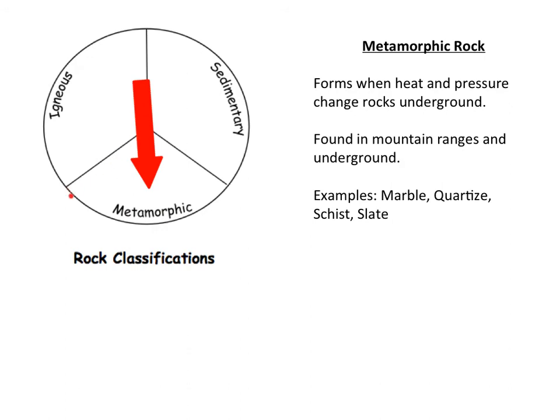One more time. Let's fill out that last section on metamorphic rock. Metamorphic rock forms when heat and pressure change rocks underground. You can find them in mountain ranges or underground. And some examples of metamorphic rock are marble, quartzite, schist, and slate. Pause the video and make sure you finish these notes before you move on.